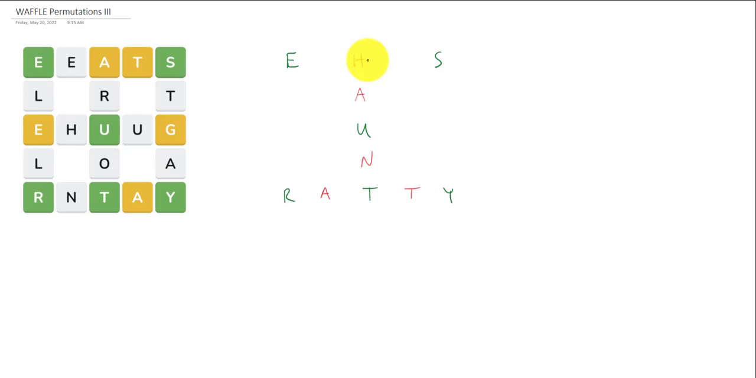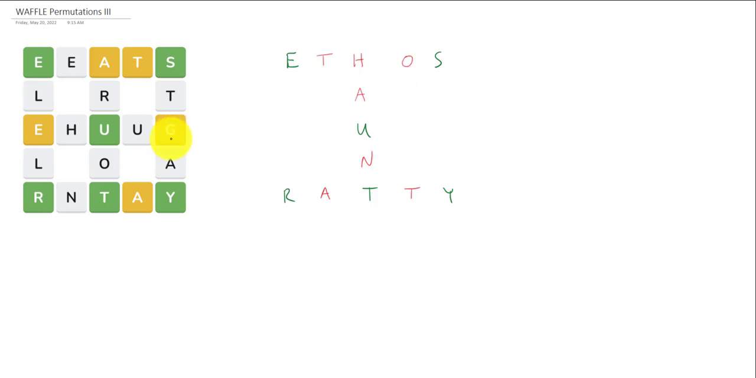Now I know there has to be a T in this top row, and it's not in the fourth position because it's already yellow in the fourth position. So I put that there, and that word has to then be ethos. All right, so we're getting our way through this thing. What do I have left?